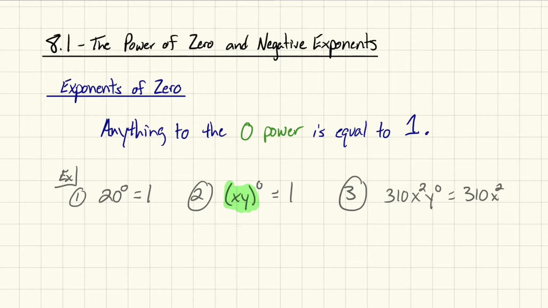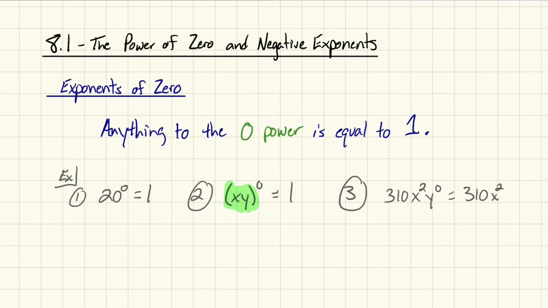Sometimes we'll get caught up in it and we'll miss the zero power, but just know, no matter how complicated, no matter how much stuff is in there, if it's inside a parenthesis and the entire parenthesis is raised to the zero power, the answer is automatically 1.